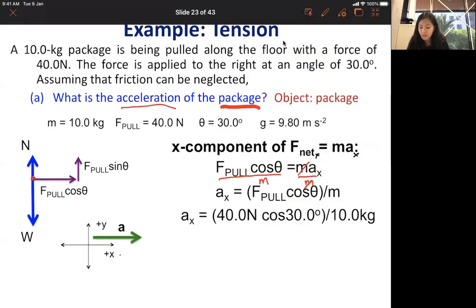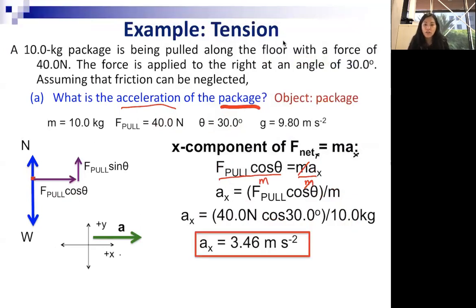You know everything because the pulling force is given, 40 newtons, times cosine of the angle. The angle is given, 30 degrees. And the mass is given, 10 kilograms. So you can solve for the acceleration. You do cosine 30, multiply that by 40 newtons, divide that by 10. You should get 3.46 meters per second squared. All right. Any question about this problem?